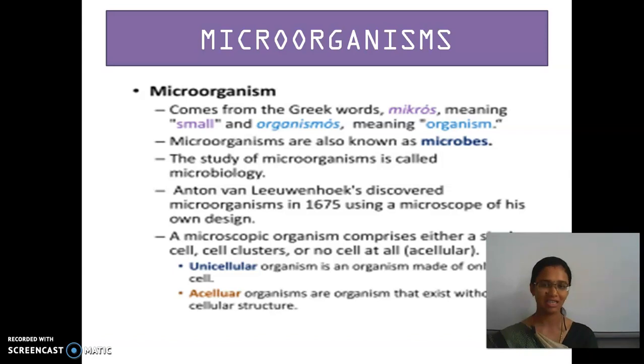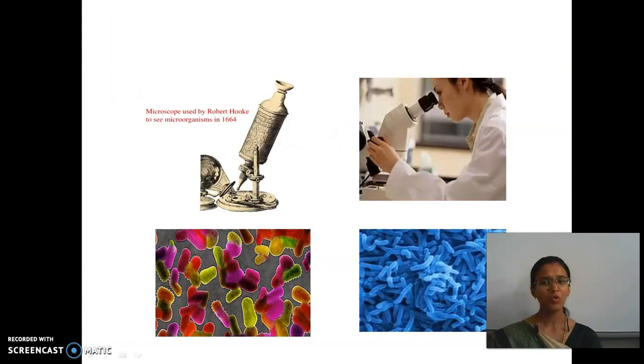So shall we move to the next? Here is the Walden type of microscope, which was found in the year 1664, used by Robert Hooke. This is the first microscope used. Now we have the electron microscope. They are able to see very small particles, up to nanometer size. Nano means 10 power minus 9.